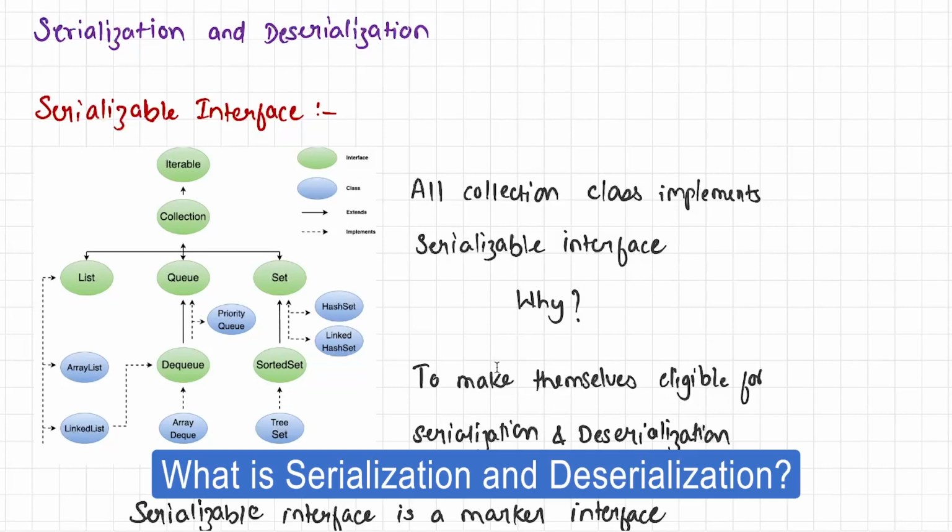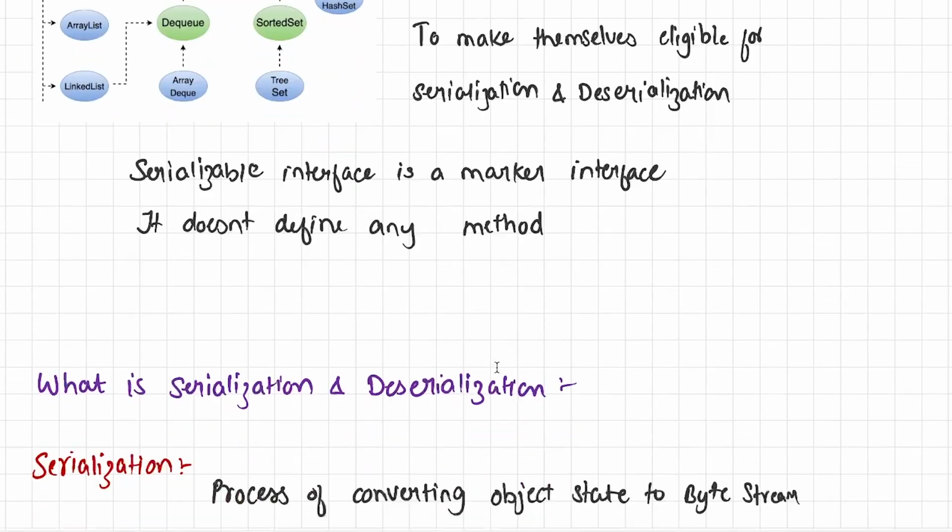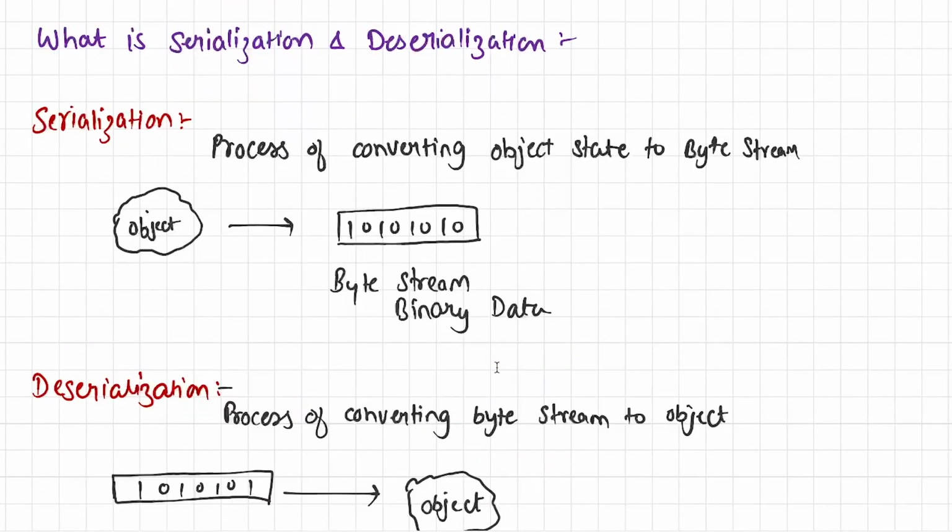Now this brings us to the next question: what is serialization and what is deserialization. So let's move on and understand what it means. First thing first, what is serialization? As we know, we represent everything in Java as an object, right? So serialization is just a process or mechanism to convert object state to a byte stream. For example, we have an object here, and serialization converts this object into a byte stream. And a byte stream is made up of 1s and 0s, right? As the name suggests, it's a stream of bytes, and a byte is made up of 1s and 0s. This means our object gets converted into binary data.